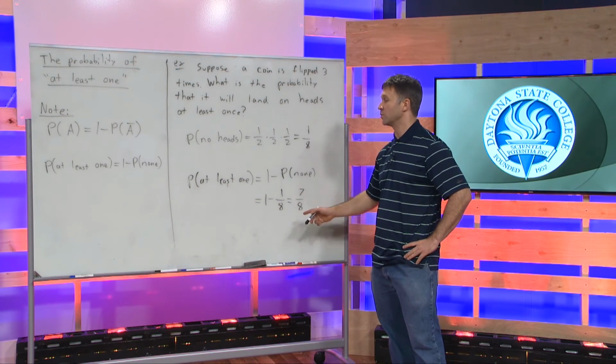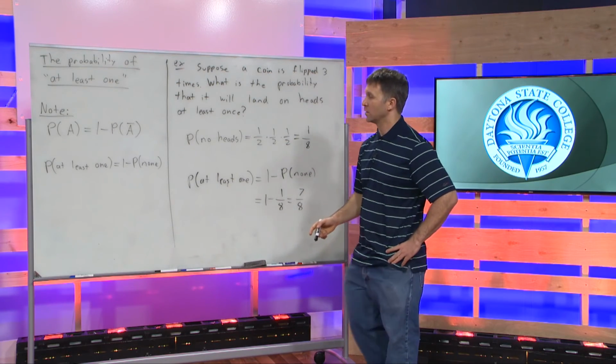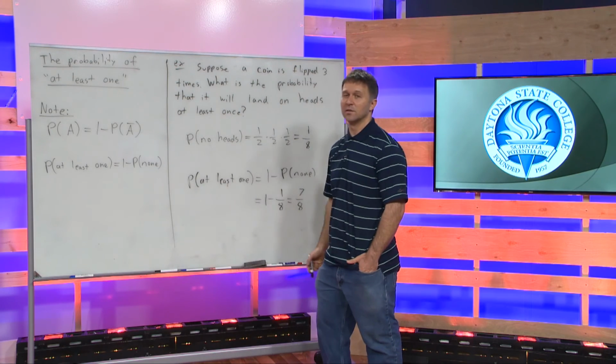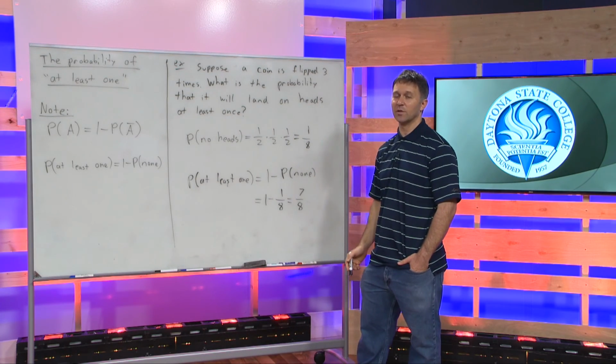And we solved this problem using the very important concept, which is written over here: P of at least one is 1 minus P of none. That's a very important concept that you have to be aware of.